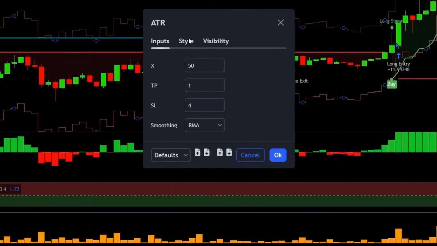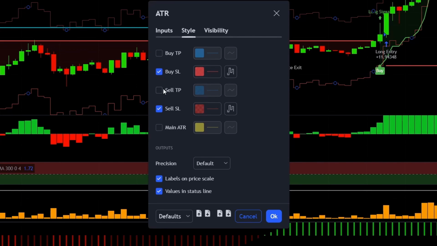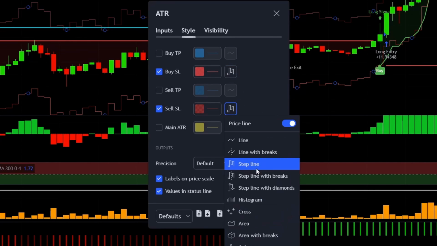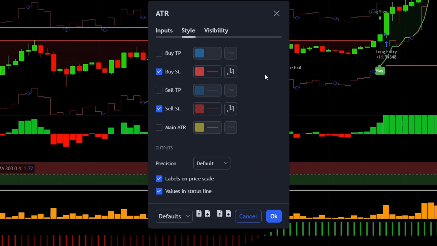Then switch to the Styles tab, untick the buy TP, the sell TP and the main ATR as we won't need them. Then change the two SL line style to step line. This way it will be much easier to place our stop losses.